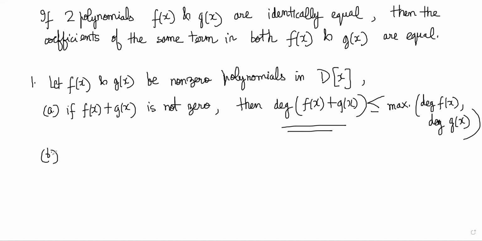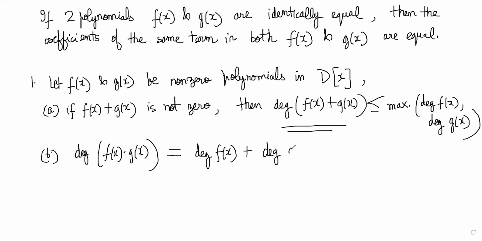The second result is that the degree of f of x times g of x is simply the sum of the degrees of f and g: degree of f of x plus degree of g of x. These properties can be easily checked by taking a couple of polynomials and seeing what happens when you add and multiply them. The next thing that we look at is division with remainders and greatest common factors.